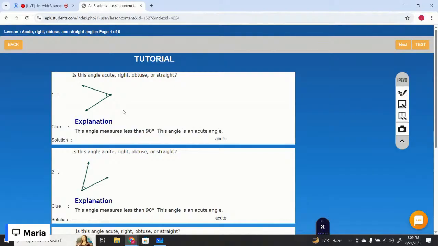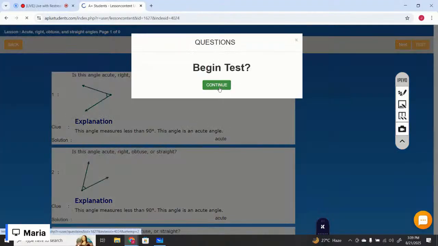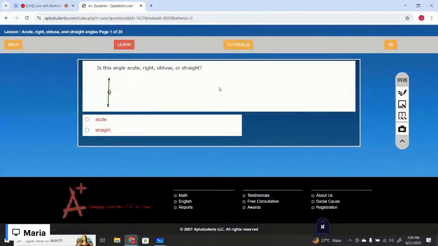Let's just start with the test questions. Is this angle acute, right, obtuse, or straight? So that is a straight line. The correct option is straight. Option number 2 is the correct option.